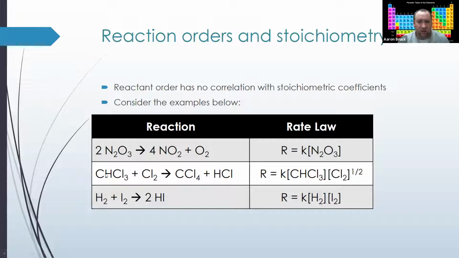The second one's an example of kind of a weird setting where I've got chloroform reacting with chlorine to make carbon tetrachloride and hydrochloric acid. This substitution reaction gives us first order in chloroform, but not first order in chlorine. And chlorine is actually a half order. It's one of those rare fractional orders that I was talking about earlier.